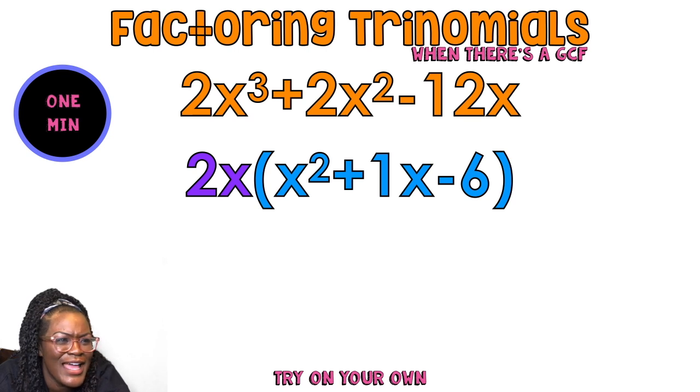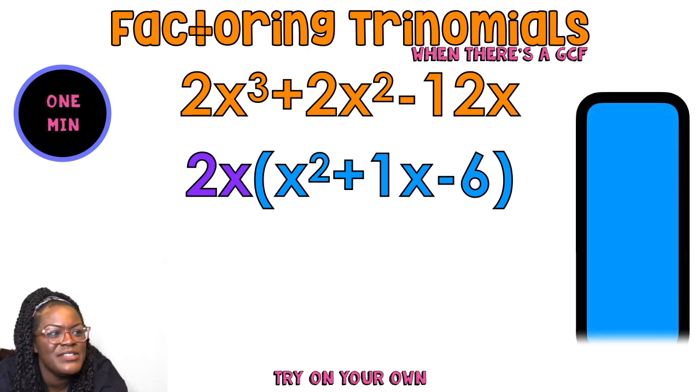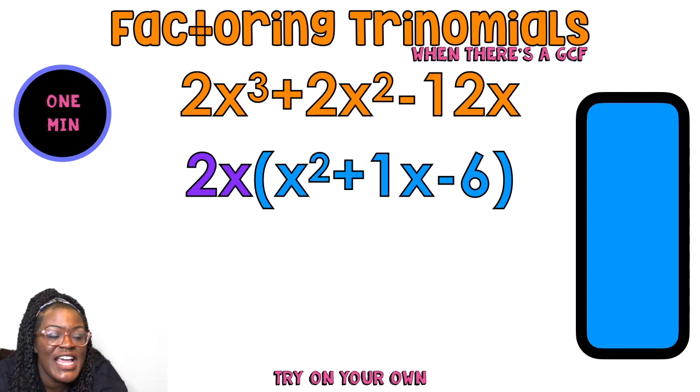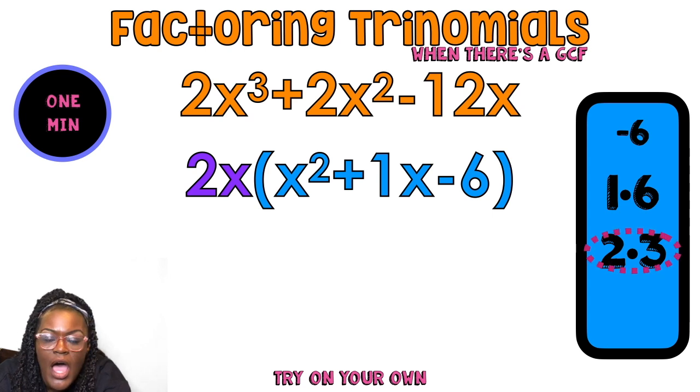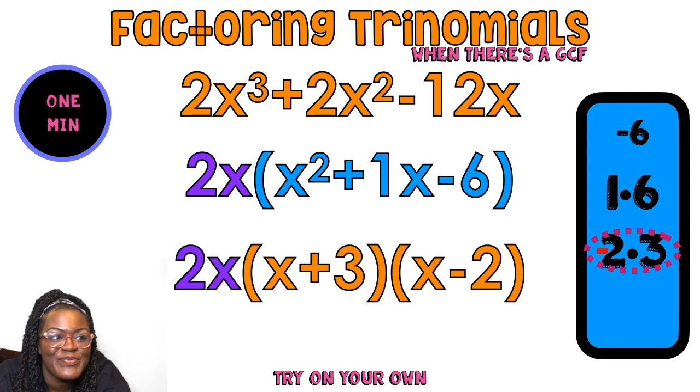Why did I write that 1 in front of that x? I don't need that 1. That's baby stuff. Okay, so the blue part is just a equals 1. So that means I'm just going to do 6. 1 times 6, 2 times 3. Which one can give me a 1 by addition or subtraction? The 2 and the 3, of course. So, yes, honey, the 2 has to be negative. And then don't forget to write your GCF. Yay, us. 2x, x plus 3, x minus 2.